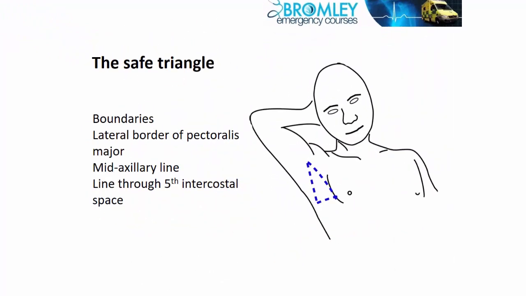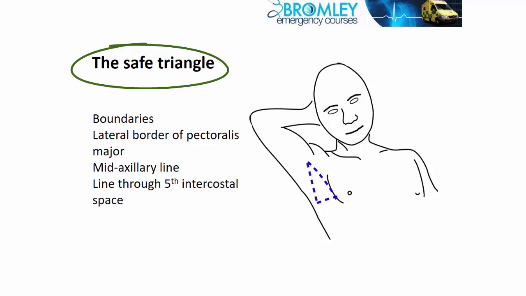Okay, so moving from the axilla to another important clinical issue in this area, and that is what's known as the safe triangle. And this relates to the insertion of chest drains. If we're going to put a chest drain in, we want to avoid important structures. We want to be as safe as we can. So we want to avoid the diaphragm, we want to avoid important nerves and so on.